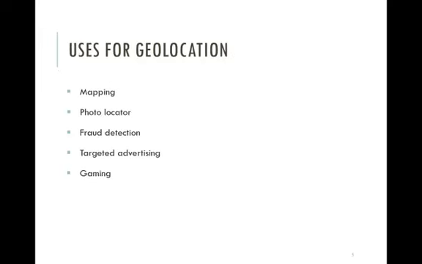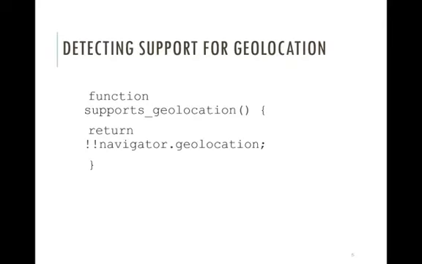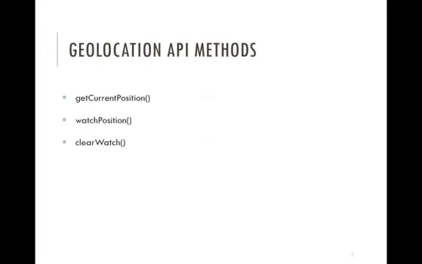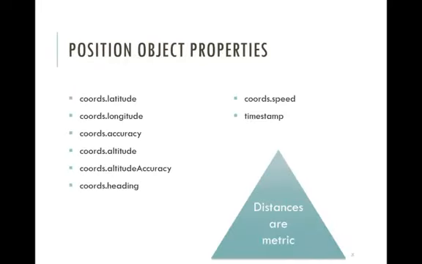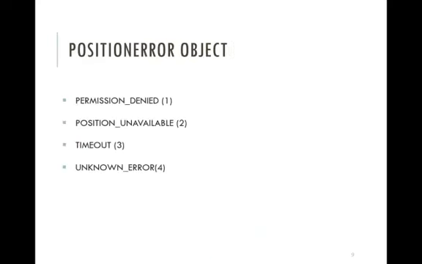Now we have many uses for geolocation, things such as mapping, photo locator, fraud detection, targeted advertising, or gaming. Here's the code for detecting the support for geolocation. And we have a few API methods. We can use getCurrentPosition, watchPosition, or clearWatch. Here are a few of the position object properties, and we also have some position errors.